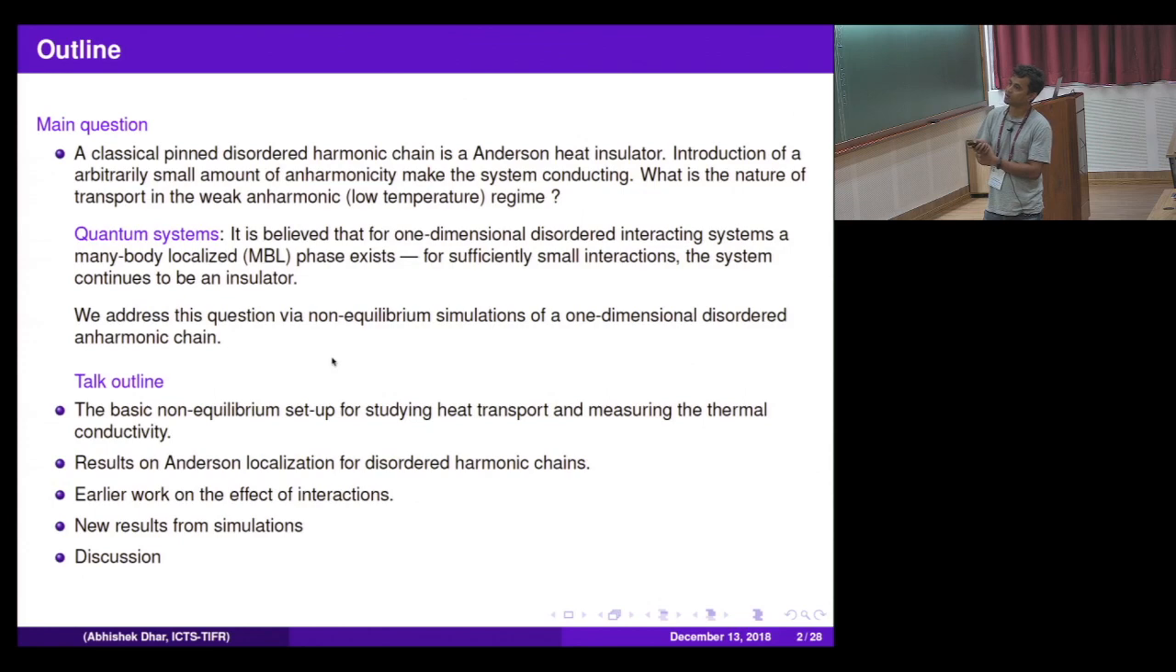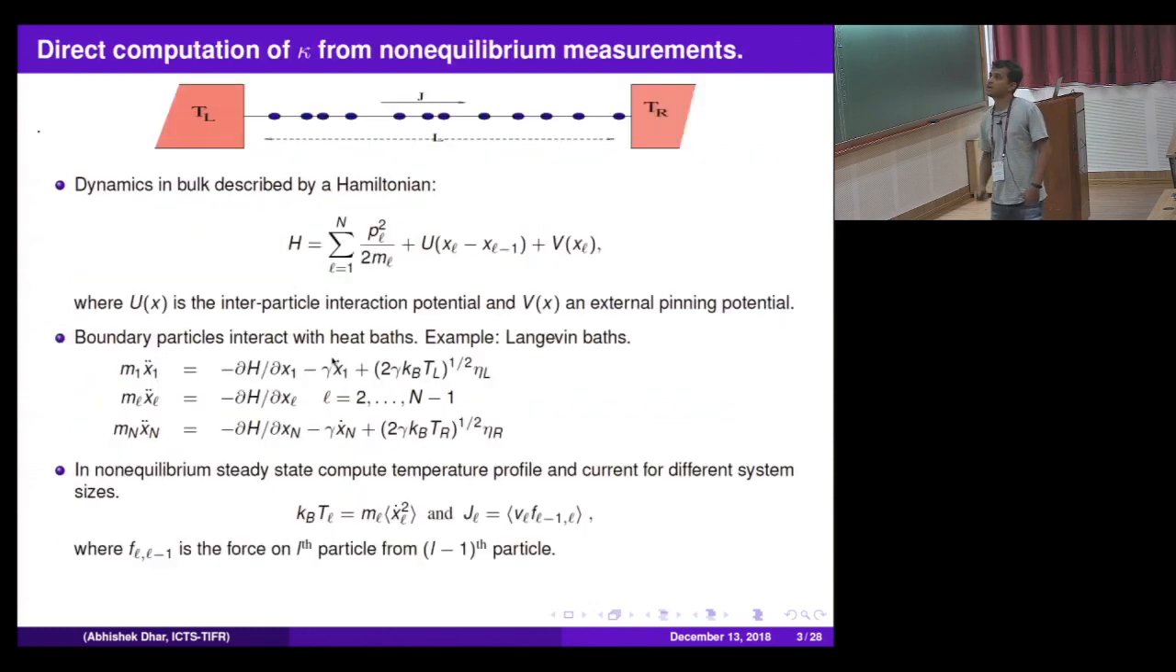And so this is the outline of the talk. What we do is we measure the heat current in a non-equilibrium framework where you attach heat baths to the system and then measure the current and so on. So I'll describe this framework. I'll talk a little bit about usual Anderson localization in disordered harmonic chains. Some earlier work was done studying the effect of interactions, and then I'll describe the new results.